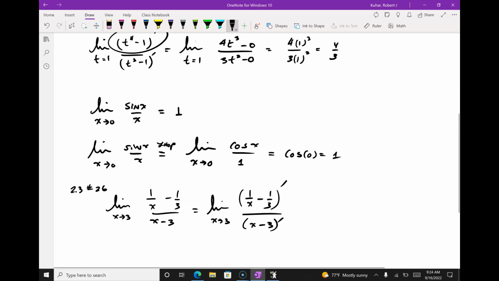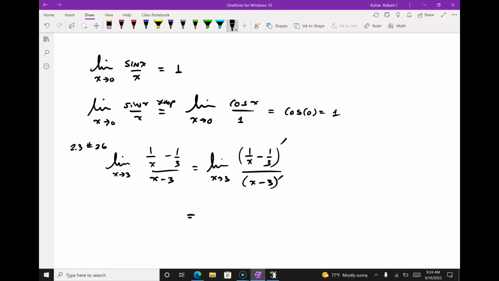The downstairs is easy, isn't it? The derivative of the downstairs is just 1. Yes, you agree? It's mx plus b, right? What's the slope there? 1, right? Upstairs is not so easy. Anybody have it memorized yet? Nice. You want to see that derivative?